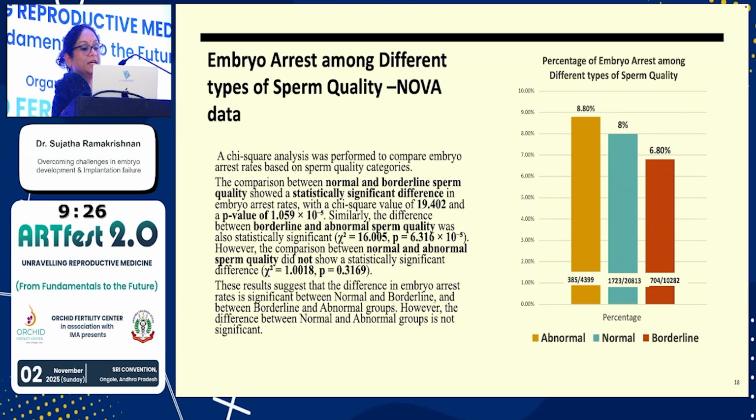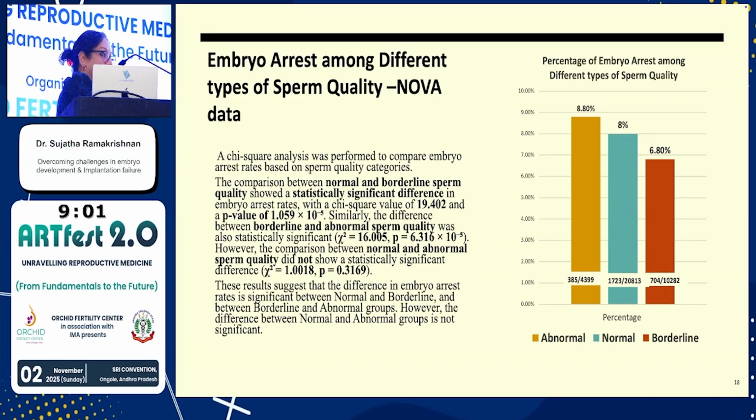Then we also looked at the sperm quality. We compared it between normal, abnormal, and borderline. And the developmental arrest when we use abnormal sperm is 8%. And then when we use normal sperm, it is 8, and when we say borderline, this could be some analysis issue, but these values are not statistically significant.